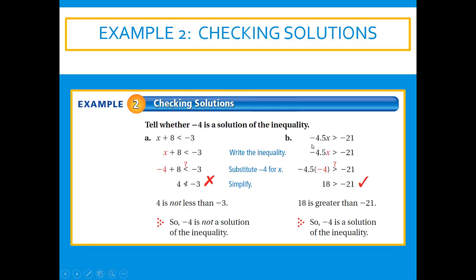For B, we have -4 5/10 times x is greater than -21. We're going to substitute in -4 for x. So we have -4 5/10 times -4 is greater than -21. -4 5/10 times -4 is 18, and 18 is greater than -21. So -4 is a solution of the inequality.